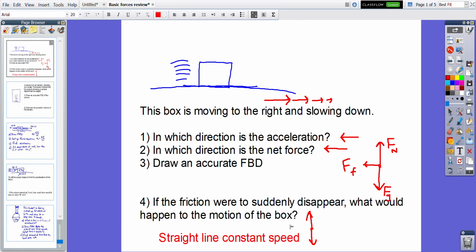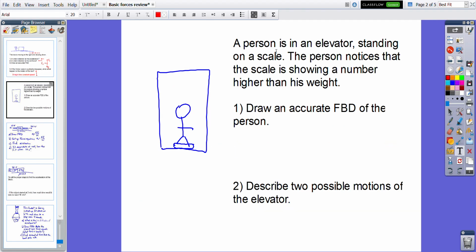Okay? If you said it were to stop, that would be incorrect. All right? The friction is what's causing it to slow down. So if you don't have any friction, it'll keep doing whatever it wants to be doing at a constant speed in a straight line. All right? Okay, so that was the easy one. Let's move on to the next elevator problem.